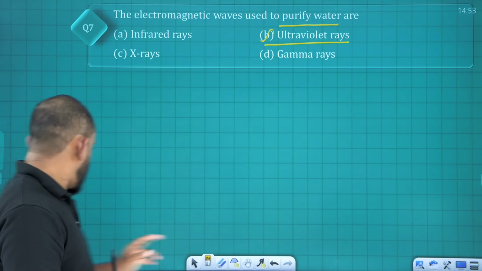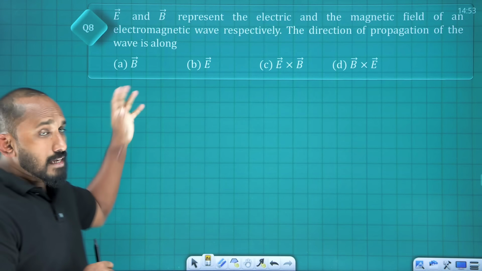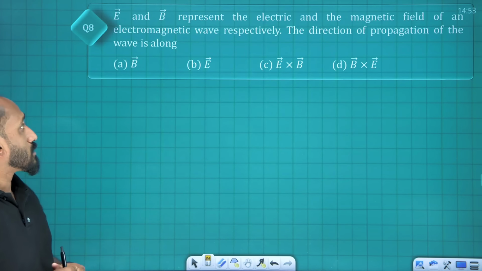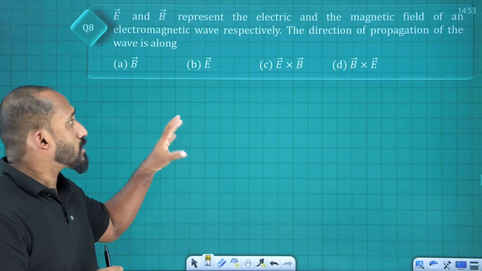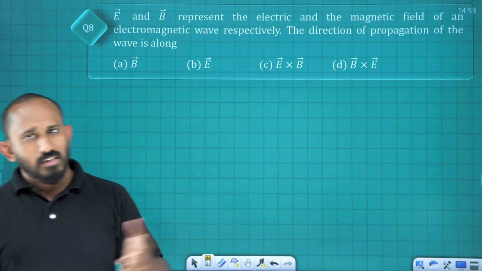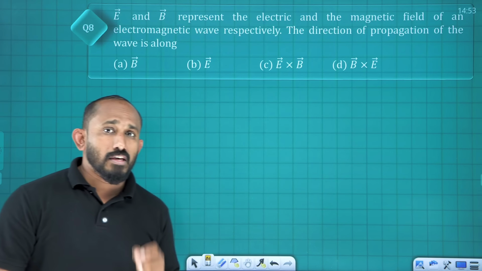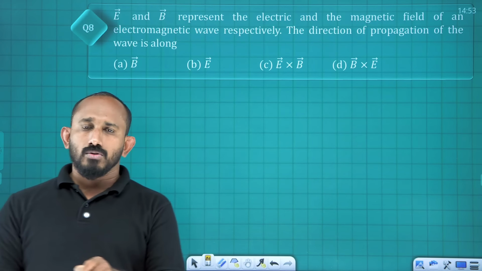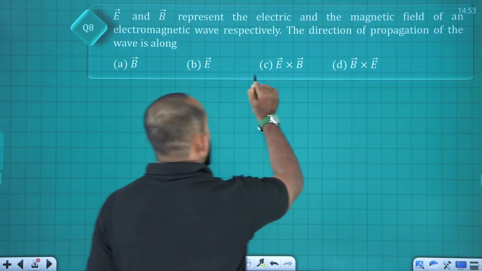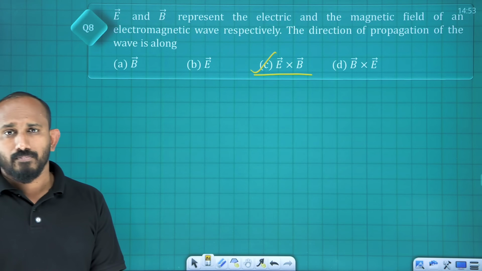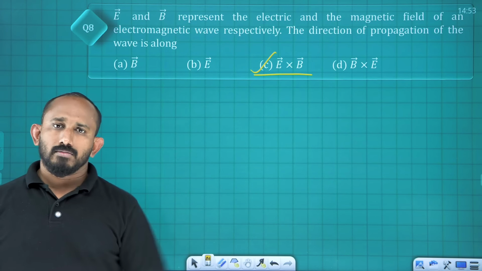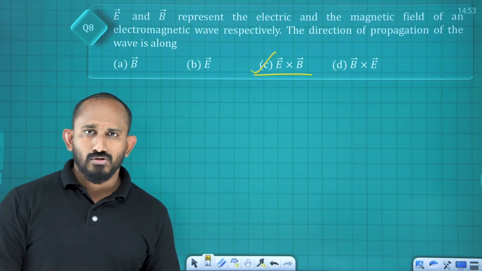Let's go for the next question. E vector and B vector are the electric and magnetic fields of an electromagnetic wave respectively. The direction of propagation of the wave is along. We discussed that the propagation of an EM wave is always perpendicular to both electric and magnetic fields. Then E cross B will be the direction of propagation. So C is the correct answer here. It's a transverse wave, so perpendicular to the propagation. Have you got it? Let's go for the next.